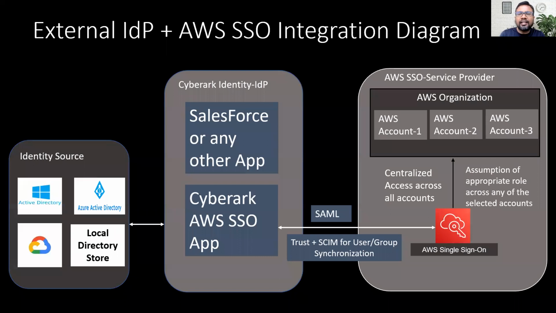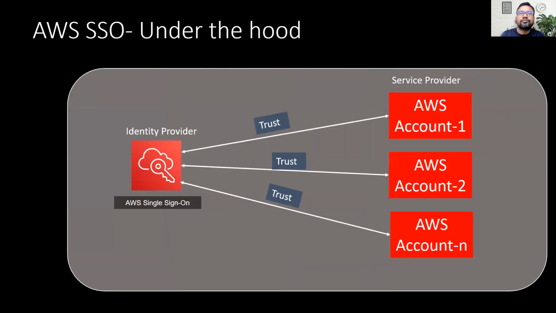I have created another video as well, in case you wanted to integrate AWS SSO with external IDP providers like CyberArk Identity, so you can watch my other video. Today we will be zooming in a bit more on the last block. That's where AWS SSO and all your AWS accounts come into the picture. So let's see what's happening under the hood.